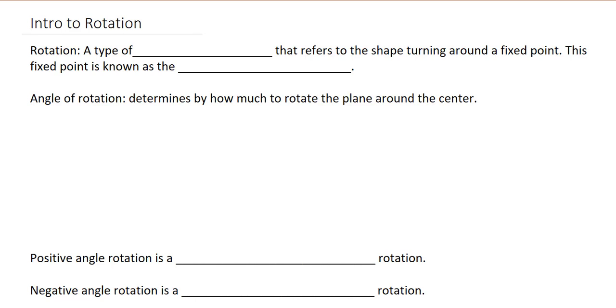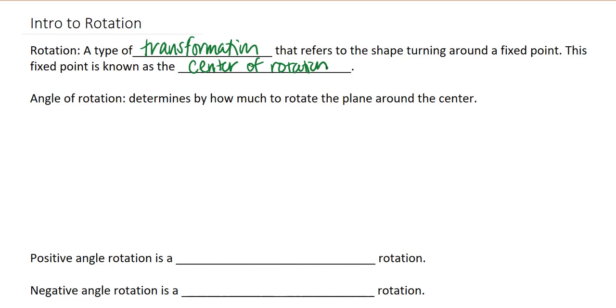Intro to rotation. Rotation is a type of transformation that refers to the shape turning around a fixed point. This fixed point is known as the center of rotation. So let's go over angle of rotation. It determines by how much to rotate the plane around the center. The center could be the origin, or it doesn't have to be.